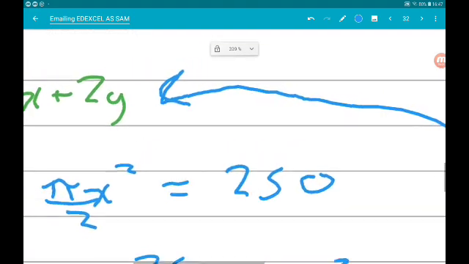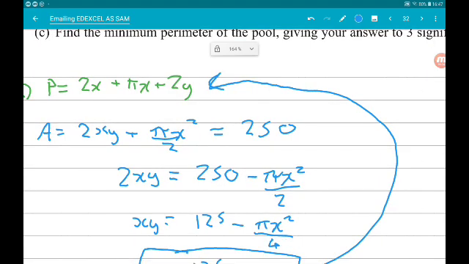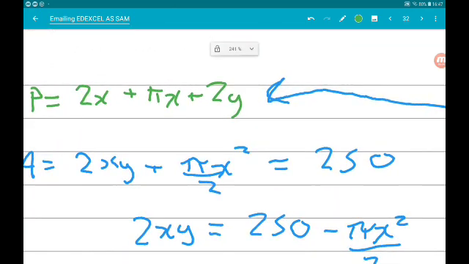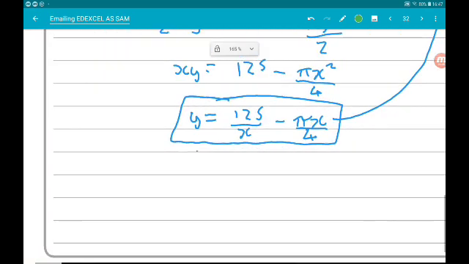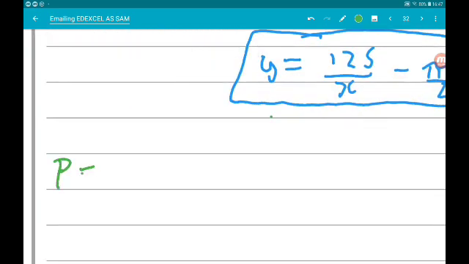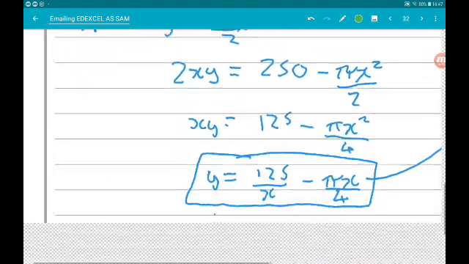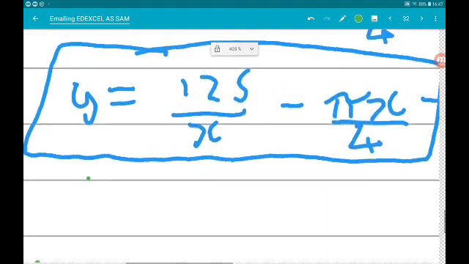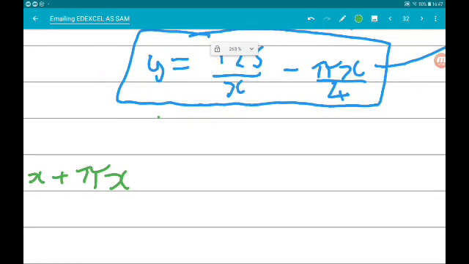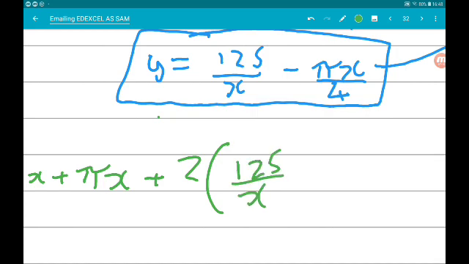There. So our perimeter is now 2x add pi x add 2y. So add 2 lots of this stuff. So add 2 lots of 125 over x minus pi x over 4.